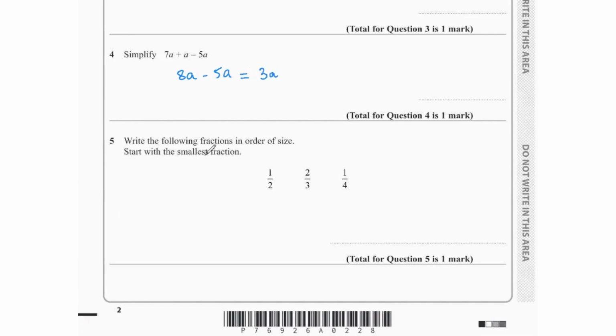Question 5 says write the following fractions in order of size starting with the smallest fraction. So we have half, 2 over 3, and 1 over 4. 1 over 4 is the smallest because that's a quarter. Then we have half, and then we have 2/3.